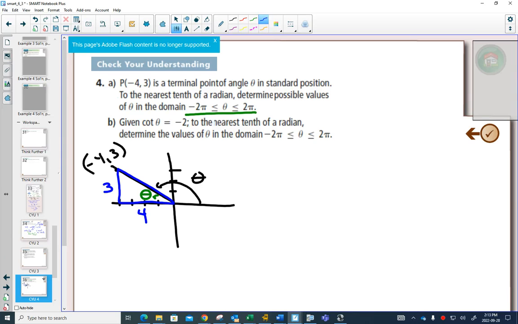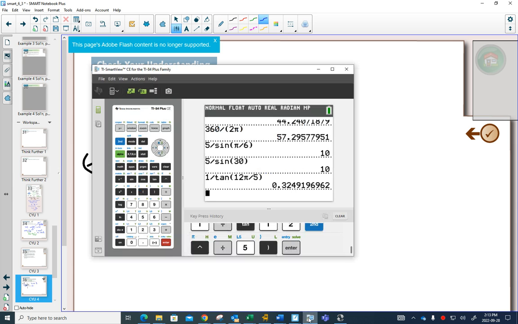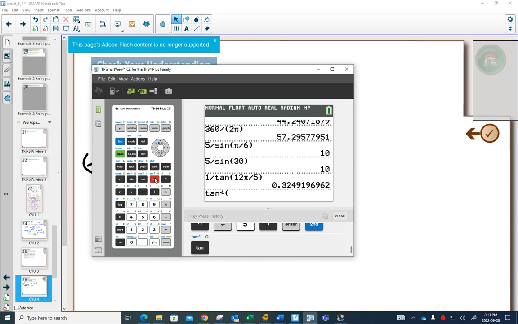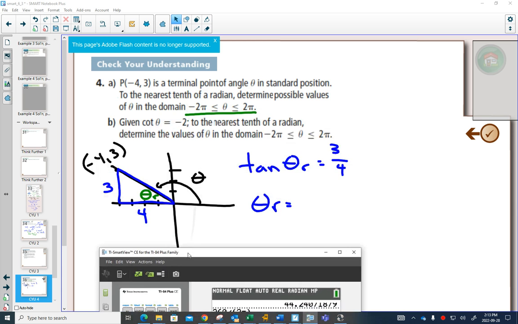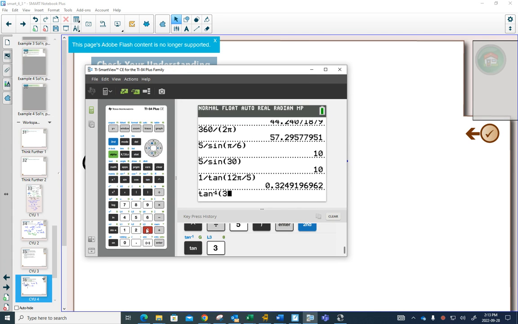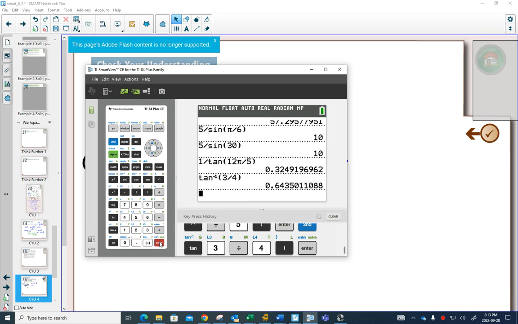Using grade 10 trigonometry, I could figure out what my reference angle is. Tan of my reference angle is the opposite side, which is 3, over the adjacent side, which is 4. I could go to my calculator and find my reference angle. And now this is where it's important that we're in radians instead of degrees. So I can go tan inverse of, is it 4 over 3 or 3 over 4? 3 over 4. And my reference angle is 0.6435.